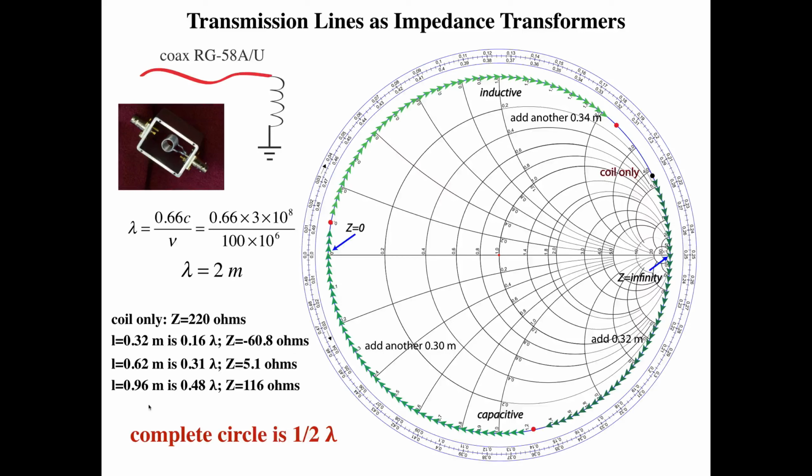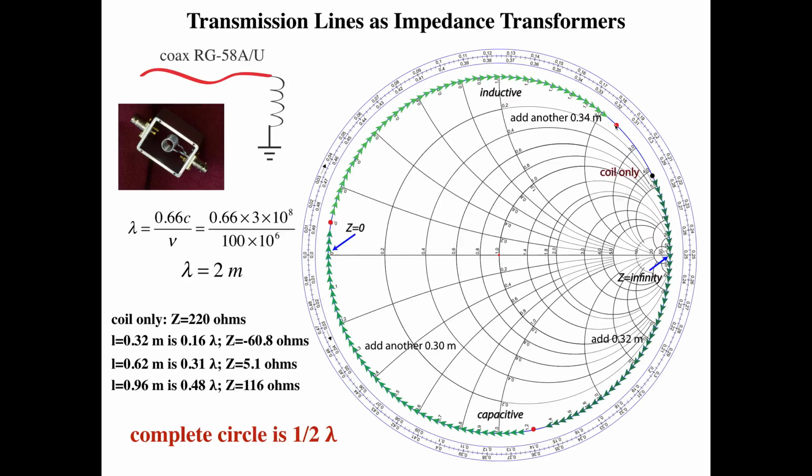And lastly, let's add 0.96 meters of cable. That's 0.48 lambda to the coil. And that's an impedance. Again, we measure this with our impedance meter. We get 116 ohms. Divide by 50. That's that red dot right there.